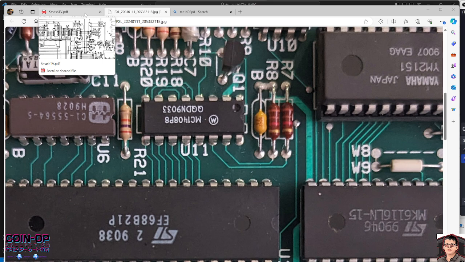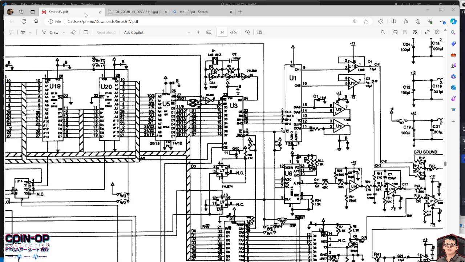I think some of the newer variants of the soundboard don't use that. They use the newer Oki chips for those because those are better.